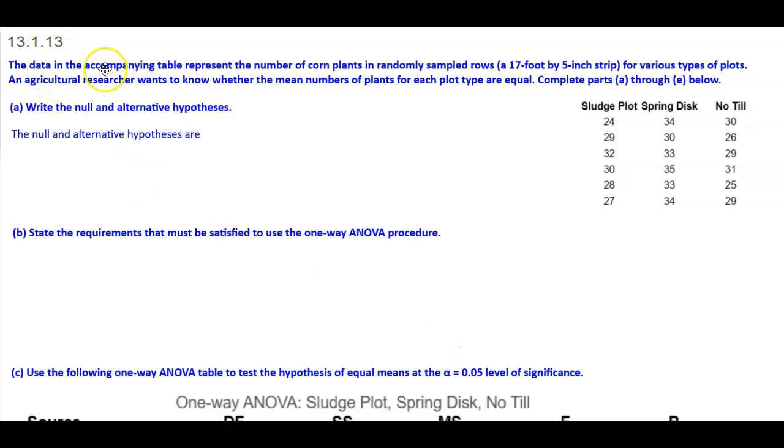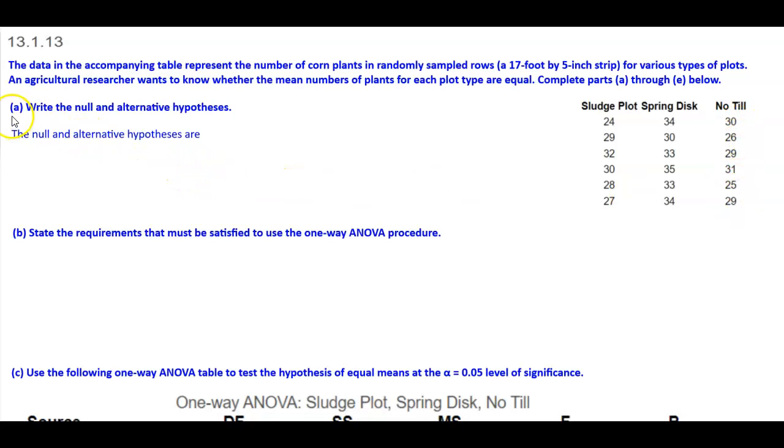13.1.13. The data in the accompanying table represent the number of corn plants in randomly sampled rows, a 17-foot by 5-inch strip for various types of plots. An agricultural researcher wants to know whether the mean numbers of plants for each plot are equal. Okay, so the first plot is the sludge plot, and there are our values. The next column is the spring disc, and there are our values. And then the last column is no-till, which is the last column here.